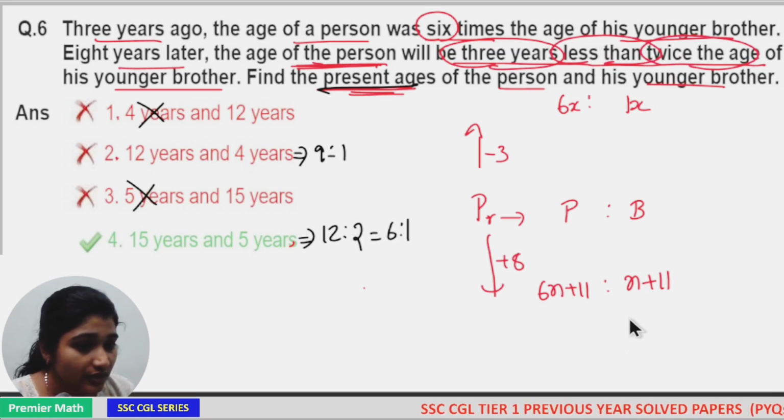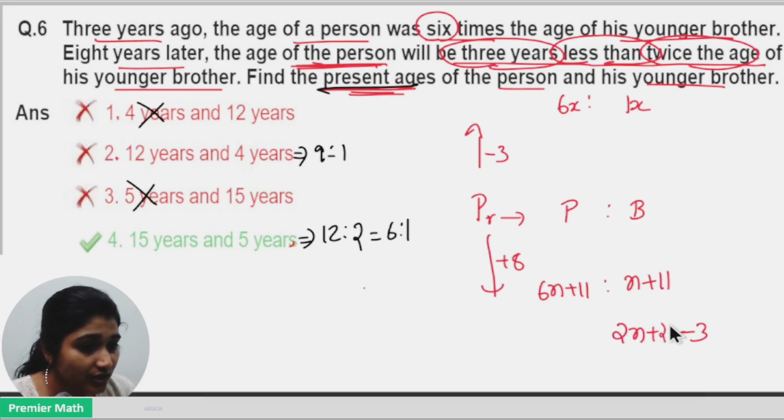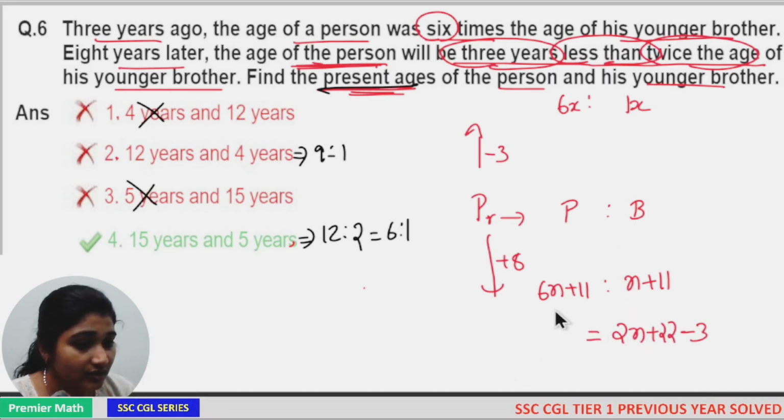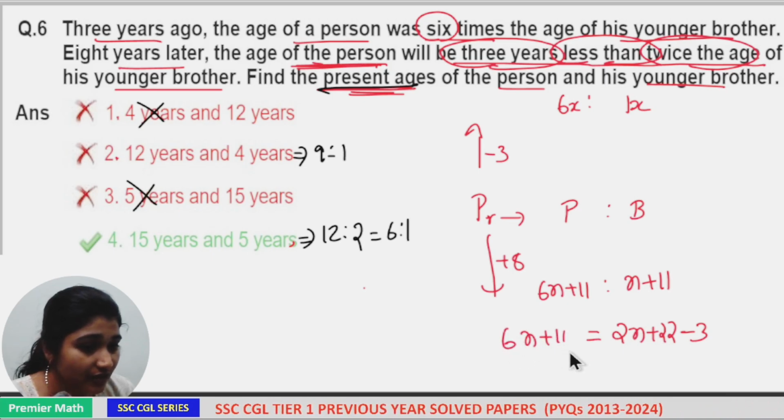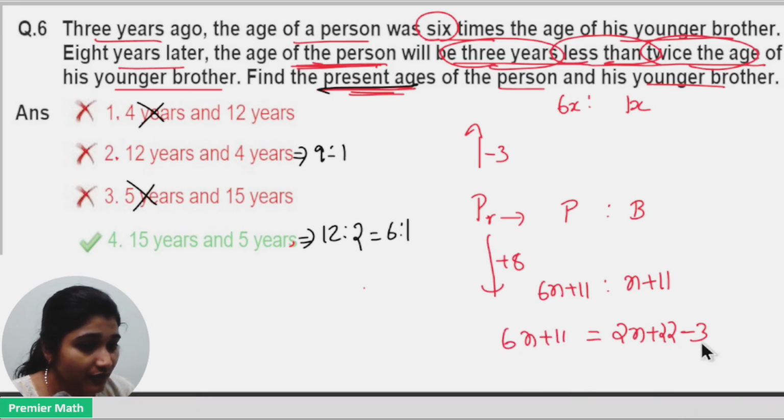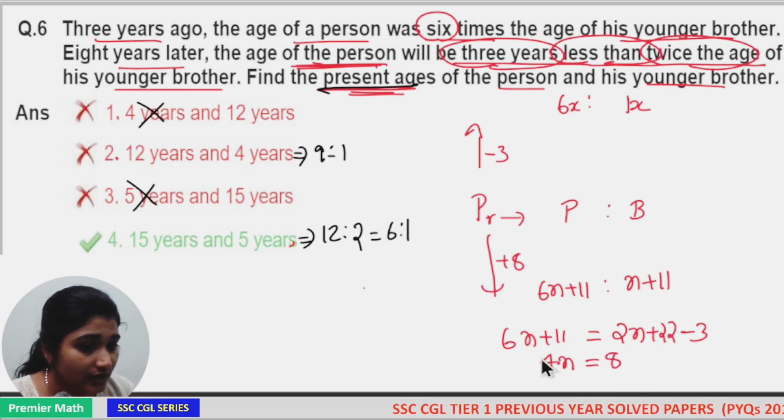So 3 years less than twice the age of the younger brother means 2x plus 22 minus 3. This is the person's age after 8 years, which is given as 6x plus 11. Now this is equal to this one, so from this we can find the value of x. 6x minus 2x is equal to 4x, which is equal to 11 minus 3, 8. 4 goes 2 times in 8. So x is equal to 2.